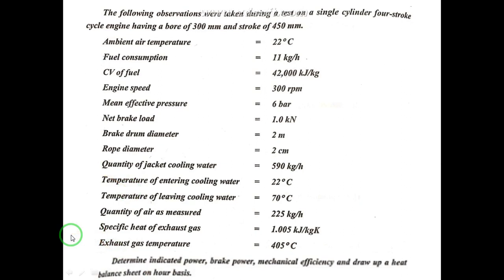The specific heat of exhaust gas, the Cp value, is 1.005 kilojoule per kilogram Kelvin. The exhaust gas temperature is 405 degrees Celsius. Here we are going to solve for indicated power, brake power, mechanical efficiency, and finally draw the heat balance sheet. These are the given data.